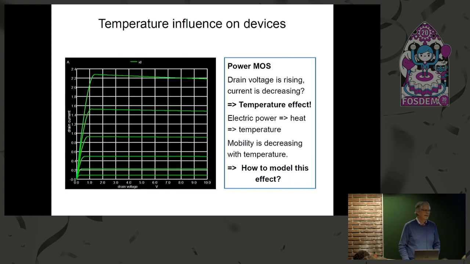This device heats up because we have some power dissipation. You see 10 volts and 2 amps, 20 watt power dissipation in the device. The device heats up, and so the electrical characteristics of this device are changing. Especially here, the mobility of the charge carriers is decreasing, and so the current decreases with increasing temperature, simply. Yeah? And the temperature increases because the dissipated power might increase.